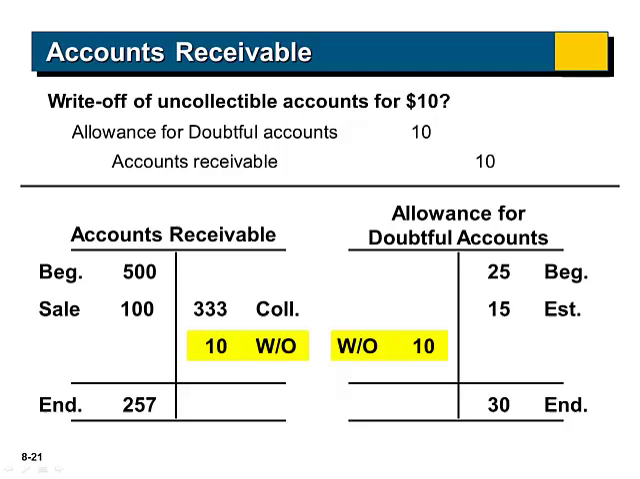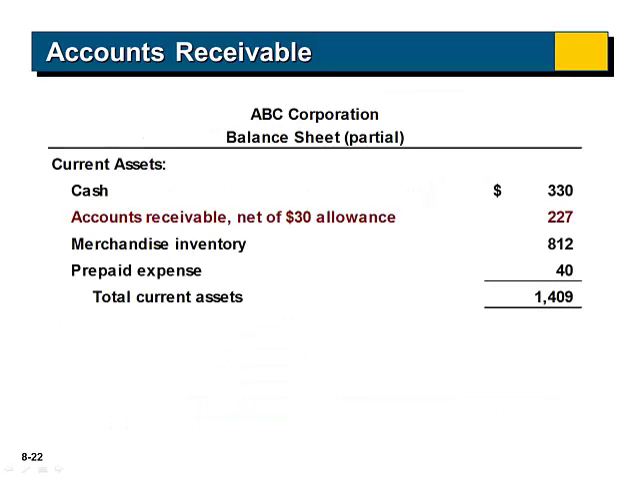Now, after these transactions have occurred, you've got an outstanding balance in your accounts receivable of $257, and you've got a $30 allowance. So on your financial statements as of this point, your net realizable value is $227 for your accounts receivable.